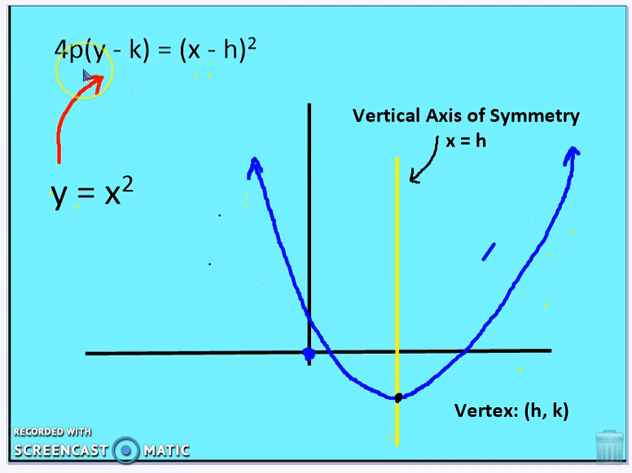The basic formula is going to be 4p times y minus k is equal to x minus h squared, where p is the p-value we talked about, the distance from the focus to the vertex, and (h, k) is the location of the vertex. When the parabola faces up or down, your axis of symmetry is going to be x is equal to h.